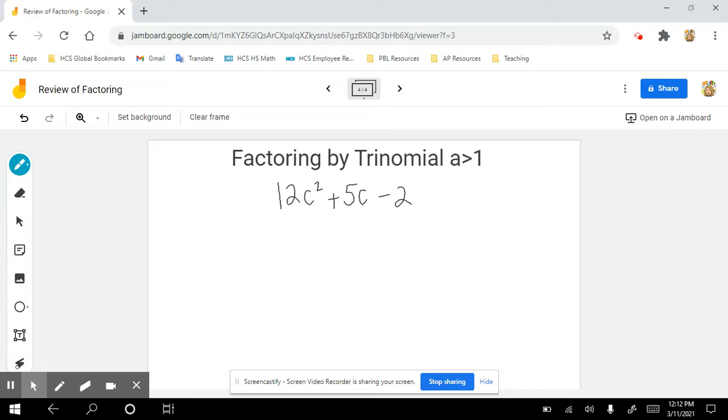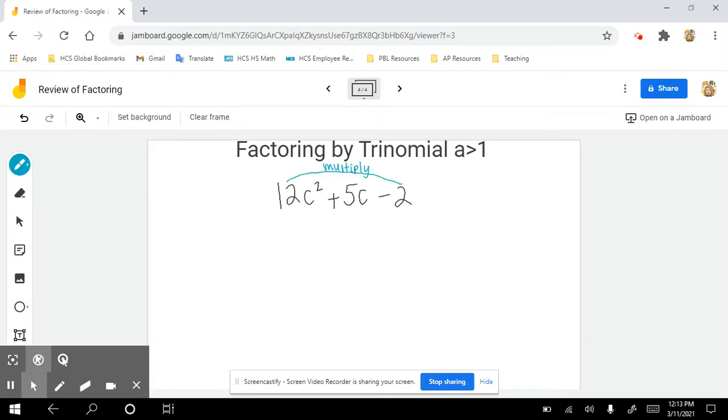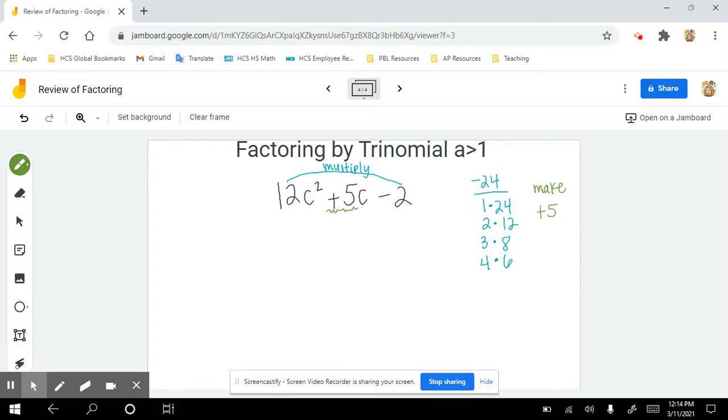All right, so our last type of trinomial is when we had a number in the front of the c squared, but it works exactly the same. So we're going to multiply 12 times negative 2, which is negative 24, and I need those factors. Your goal is to make positive 5 in the middle from two of these factors. Since the 24 is negative, guys, that means one of these numbers must be positive and one must be negative to make this happen.